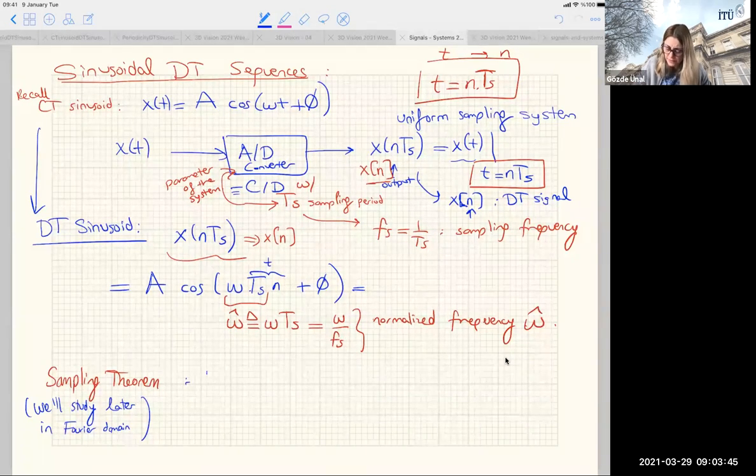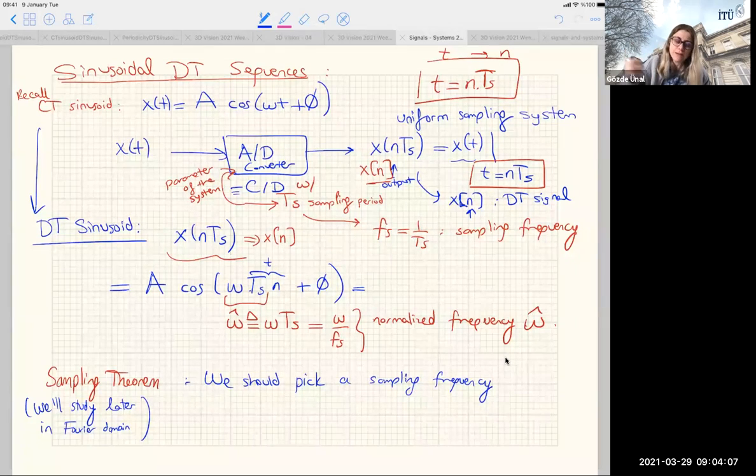Very roughly, for proper sampling, I will show you why we should pick a sampling frequency which is double the maximum frequency existing. Of course, for a sinusoid, it's the F0 or whatever frequency we have. It should be at least twice that frequency. We should pick a sampling frequency.